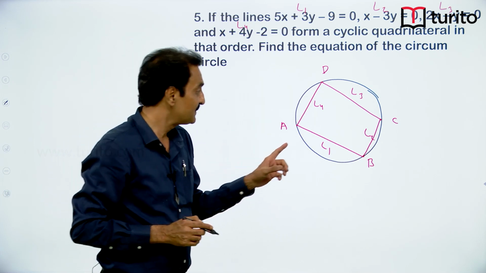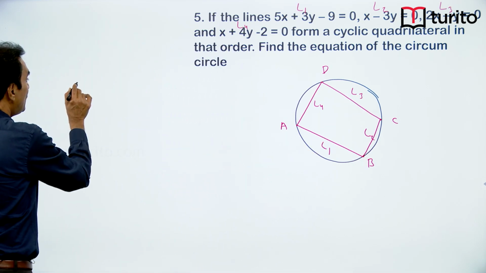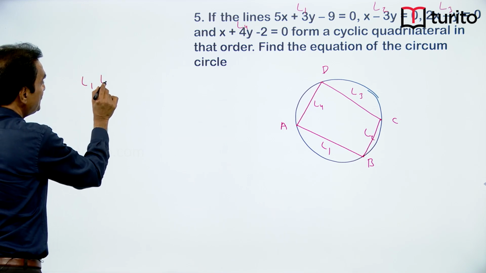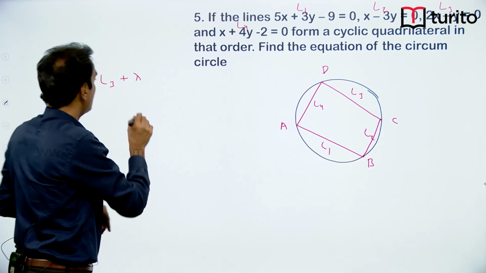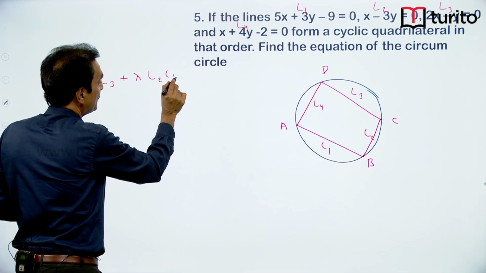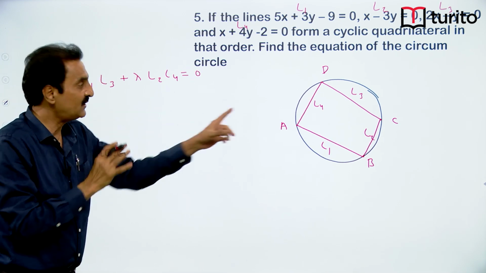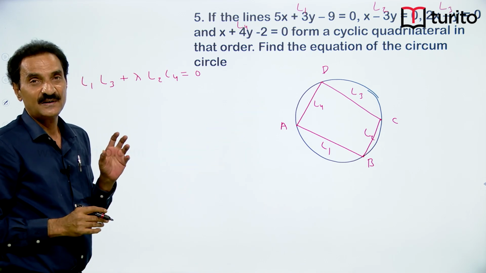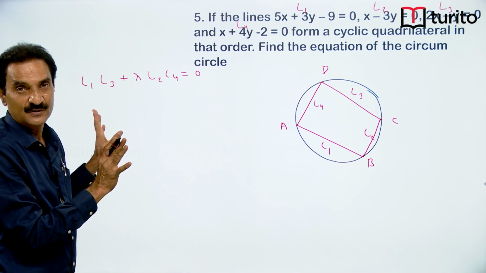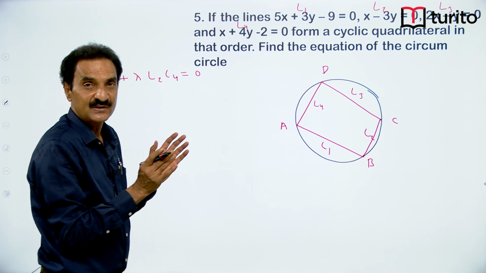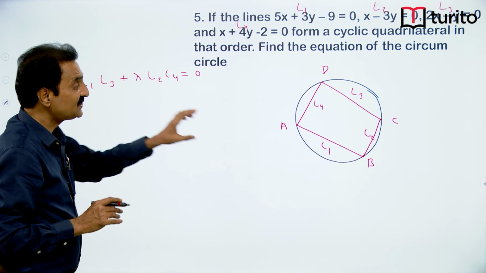So, what we should do is, we should multiply opposite lines this time. L1 opposite lines, take L1 into L3 plus lambda into L2 into L4. Now, it contains all 4 equations now. Now, let us check whether it passes through all 4 points or not. It is a second degree equation, no doubt. Product of the equations of 2 lines is a second degree equation always. Now, does it pass through all 4 vertices?